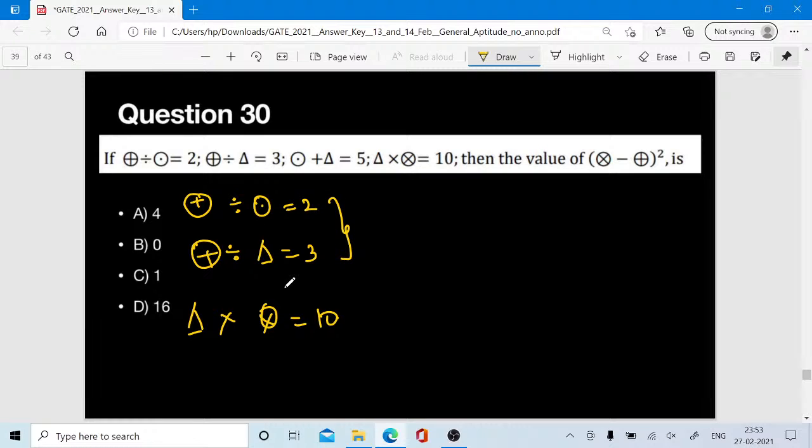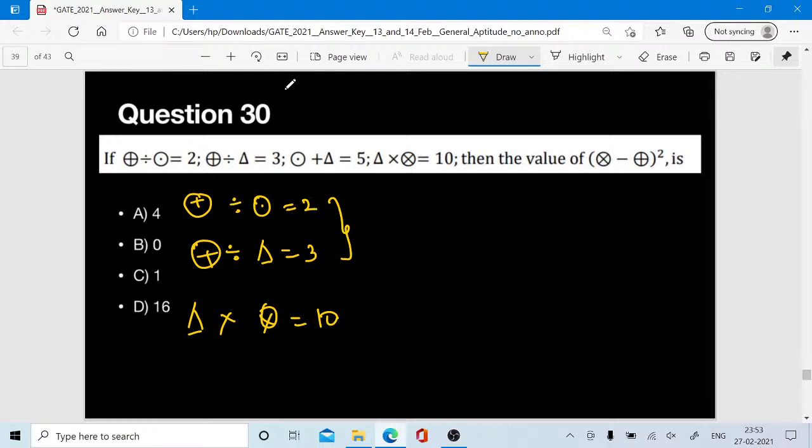You can take the common one from these two. So plus is a common entity here. Yes or no? Right? Plus is a common entity and divided by is a common entity. So here, what divided by this will give you 2? What divided by this will give you 2?